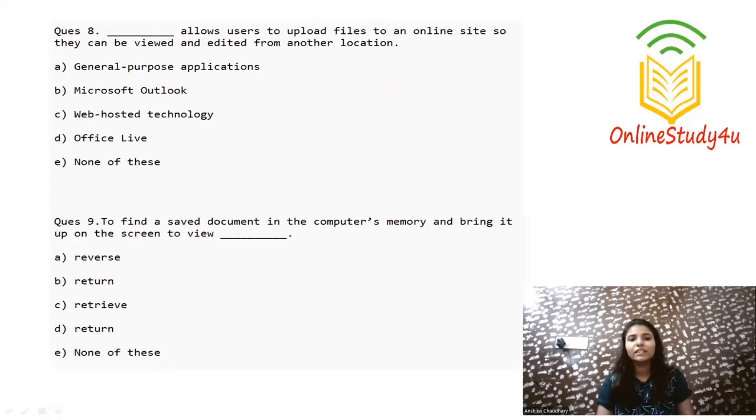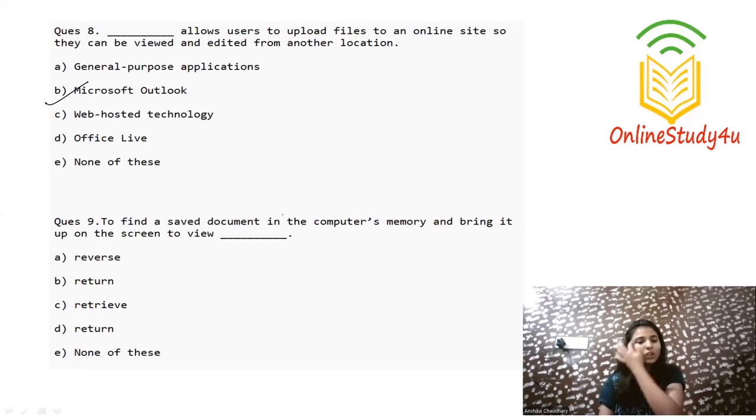Question number 8 is: dash allow users to upload files to an online site so they can be viewed and edited from another location. Microsoft Outlook allows us to do so, right? Microsoft Outlook allows us to do so. So let's move on to the next question.